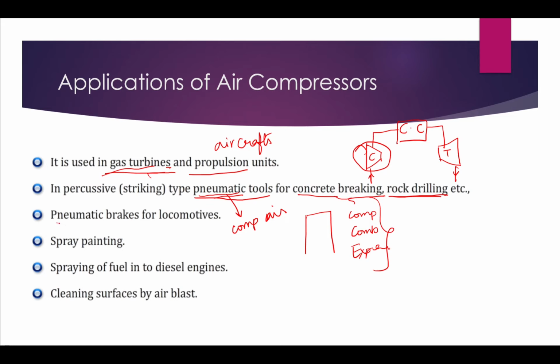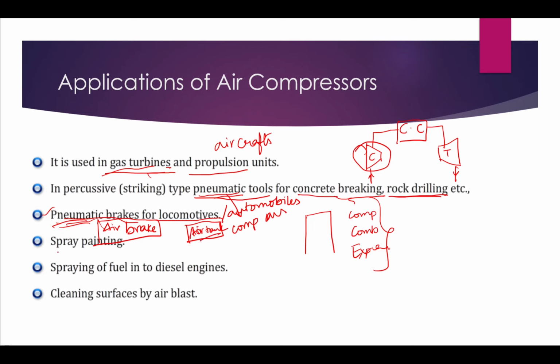Then the third application is pneumatic brakes for locomotives. Generally for locomotives, and even for automobiles, pneumatic brakes are used, either hydraulic brakes or pneumatic brakes. If you see a symbol saying air brake, that means compressed air or pneumatic brakes are used. For the same purpose, in a lorry you may observe an air tank, to store this compressed air.